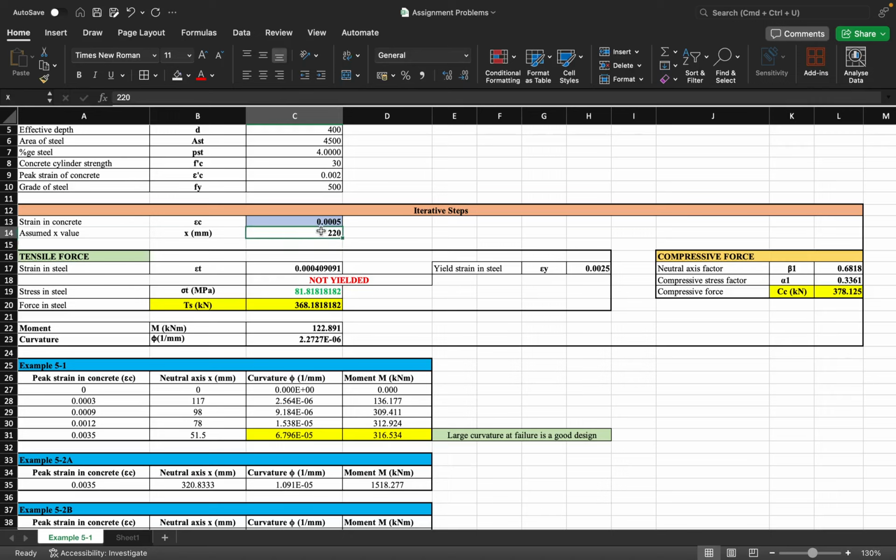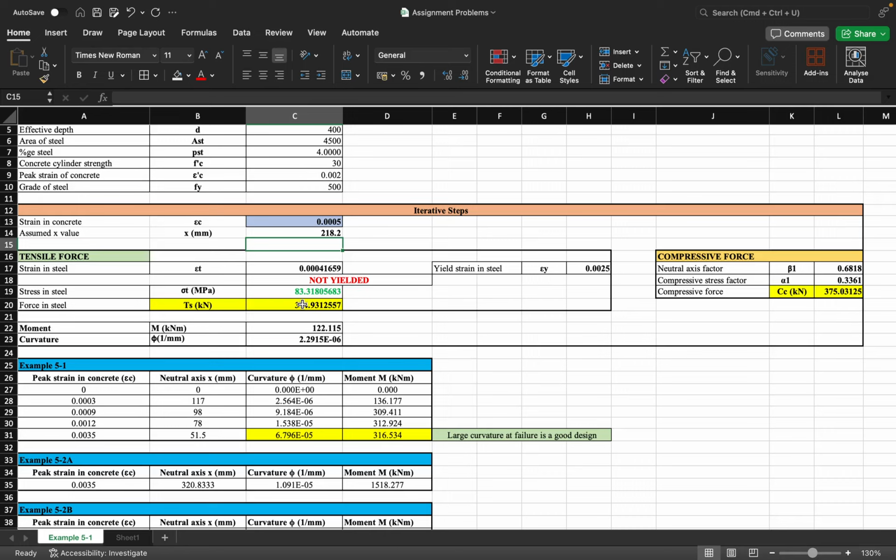Okay, so we need to increase it marginally, and yes, for a value of 218.2 I got approximately equal values of the resultant compressive force and the tensile force.